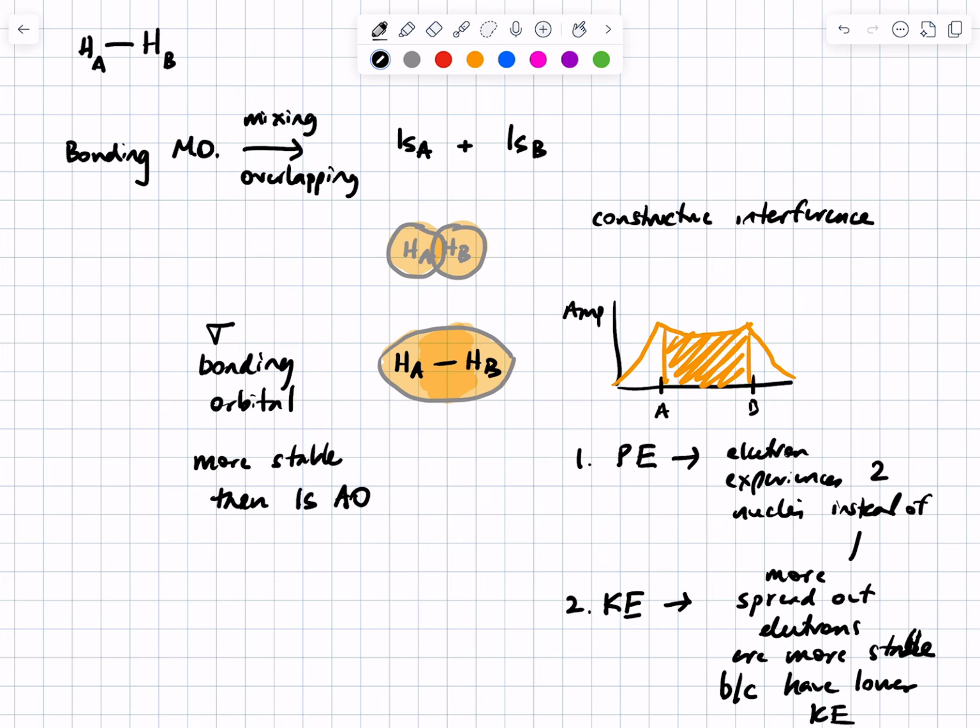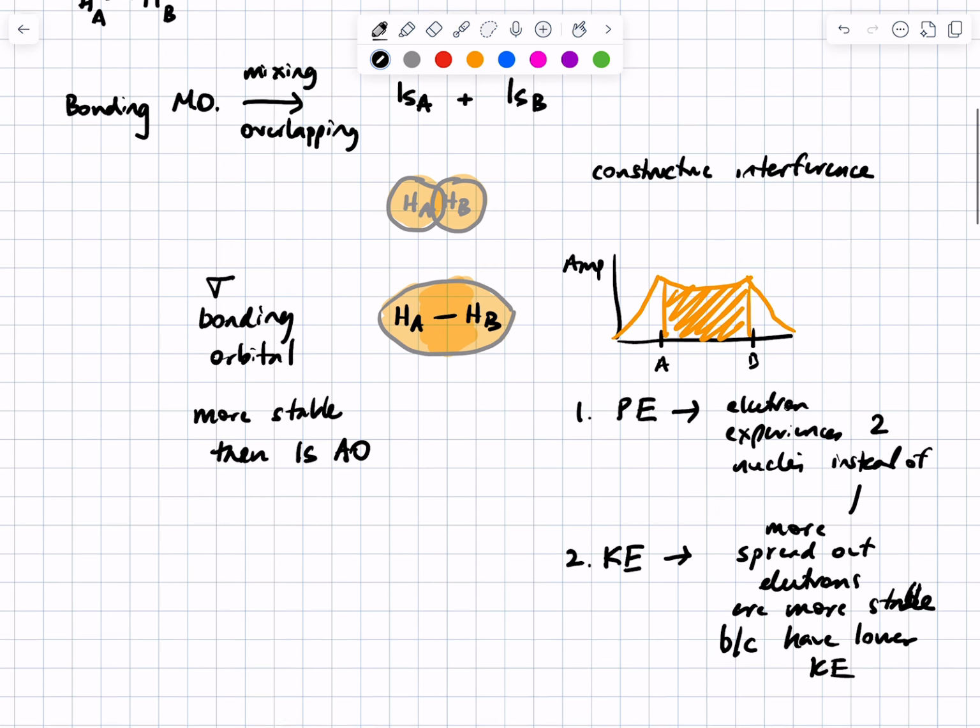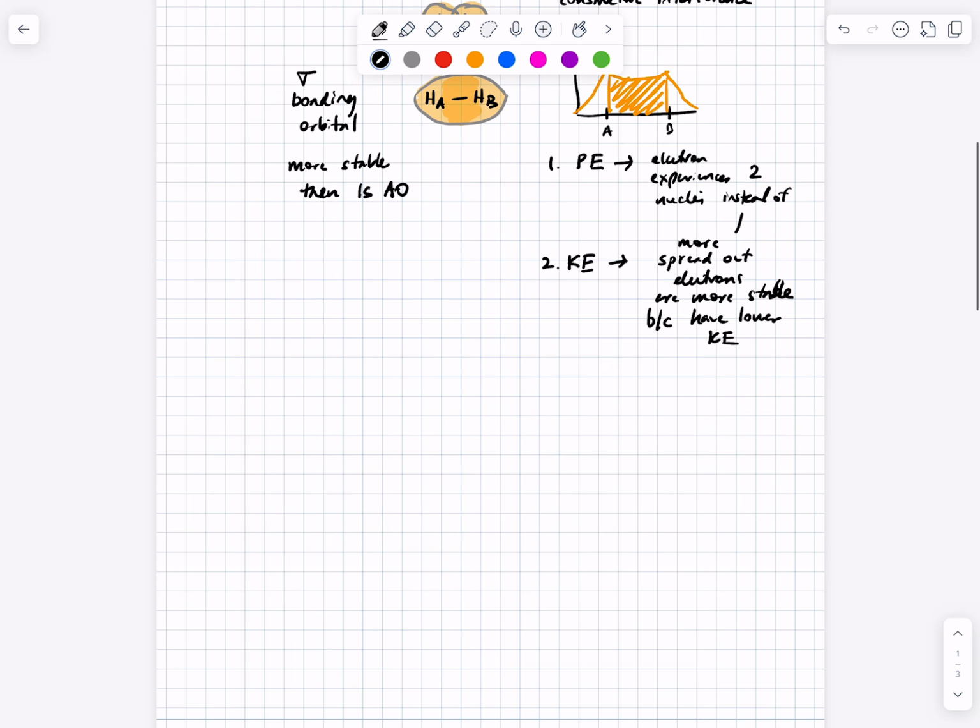All right, so anyway, electrons that are spread out in space are more stable than those that are highly localized, and when you bond, you get to spread out over more space than when you're just on an isolated atom. So bonding orbitals are lower in energy. So far that tracks pretty well with what you learned from valence bond theory last time.